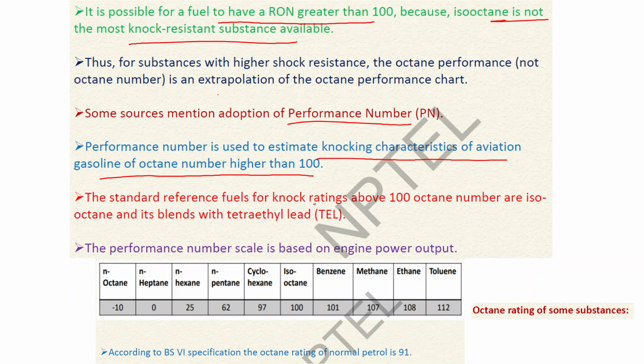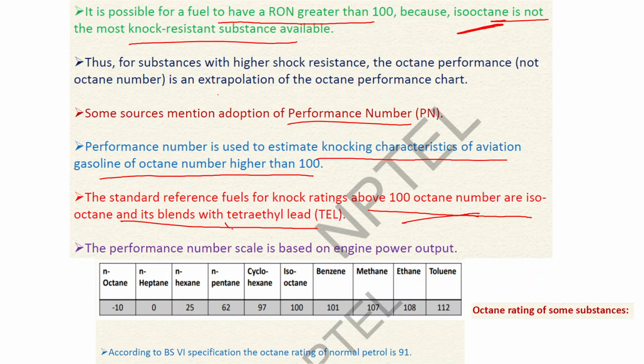The standard reference fuels for knock ratings above 100 are isooctane and its blends with tetraethyl lead. So basically, we cannot say isooctane is the most knock resistant substance available. So for the performance number, where the octane number is higher than 100, what is the reference for such cases? In the cases less than 100, we can take isooctane. But when the octane number is more than 100, what standard do we need to take? It is a blend of isooctane with tetraethyl lead.